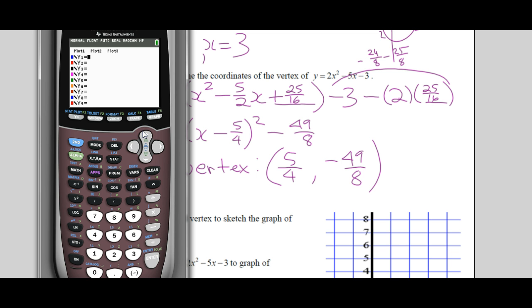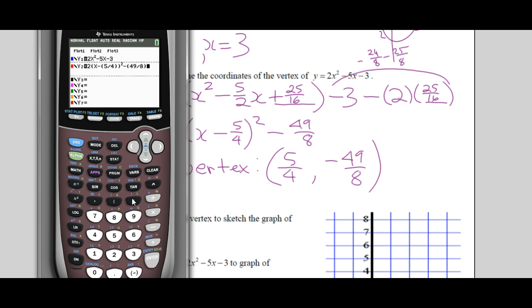Okay, and you go back. What was the original? 2x squared minus 5x minus 3, right? 2x squared minus 5x minus 3. I'm going to go down here. I also think it's 2 bracket x minus, I like to put these in parentheses. You don't really need to, but I'm going to. 5 fourths squared minus 49 over 8, right?